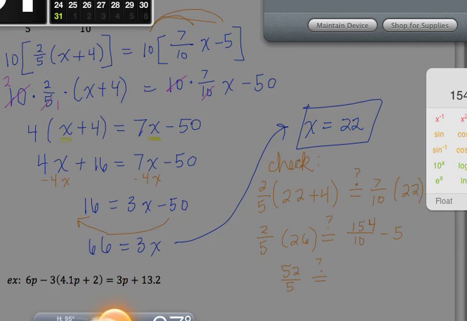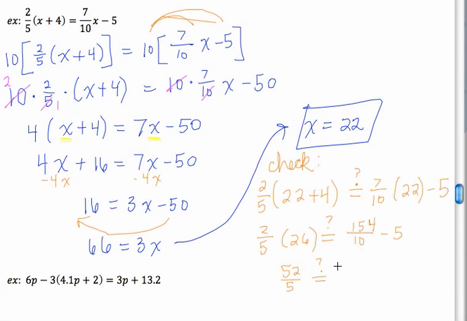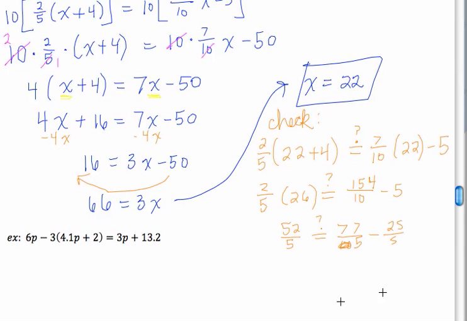154 divided by 2 is 77. So that's 77 over 5. 154 over 10 equals 77 over 5 minus 5. 5 is equivalent to 25 over 5. So 77 minus 25. 7 minus 2 is 5. 7 minus 5 is 2. That does work. So that's how you can check your work.